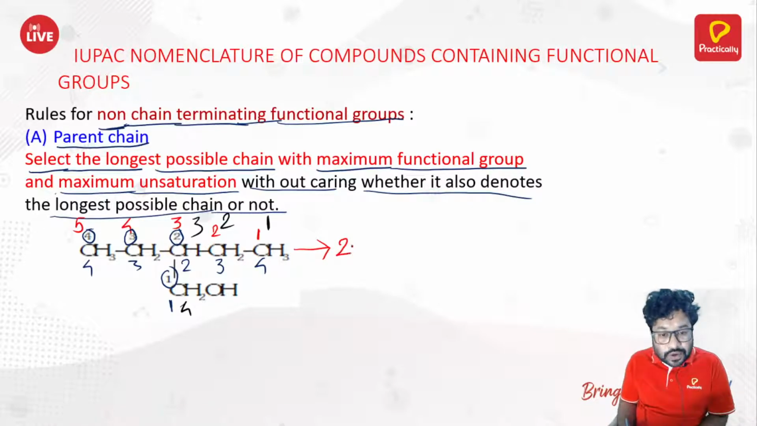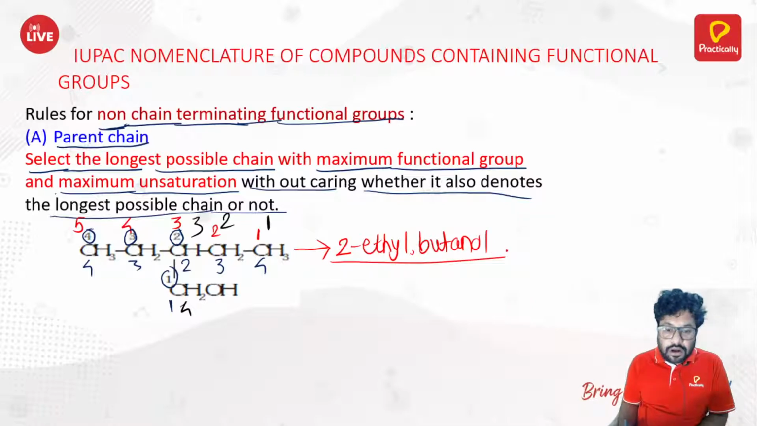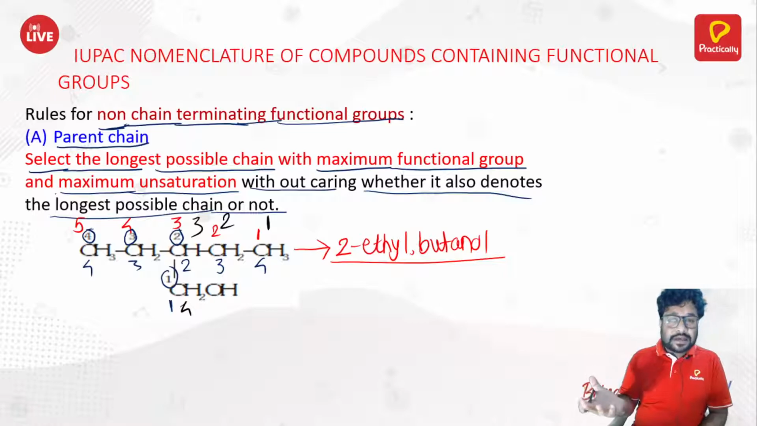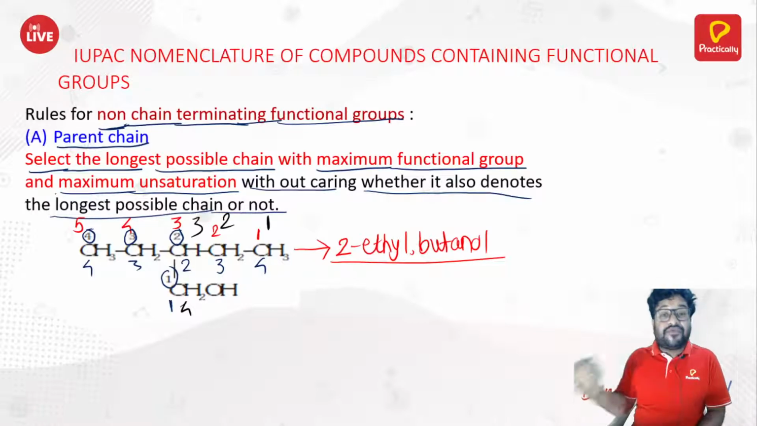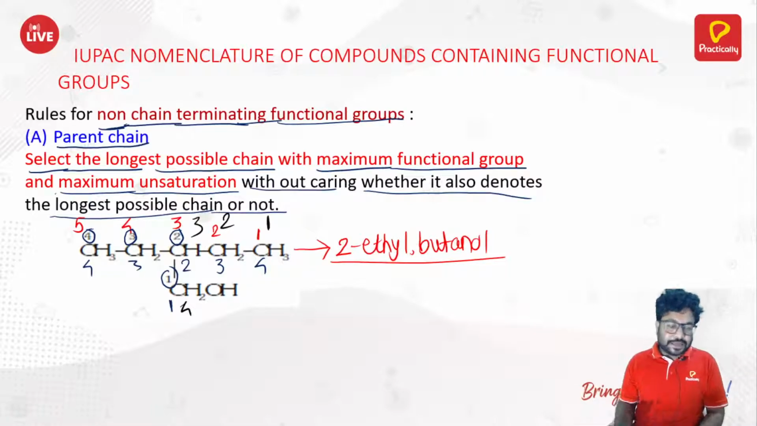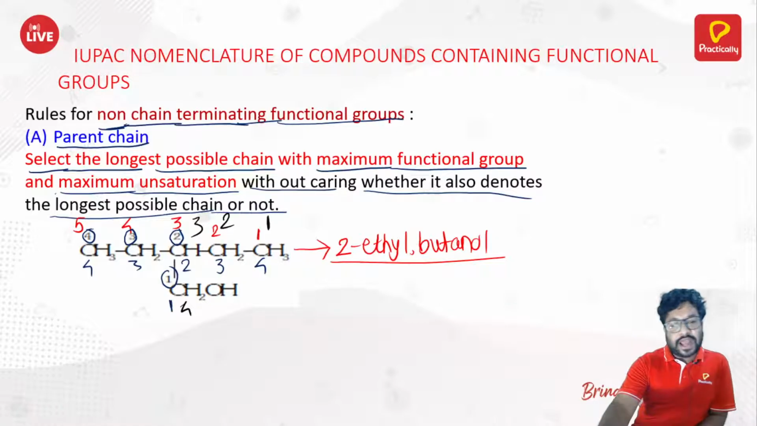So how would you name this? You would name this as 2-ethyl butanol. You can call this butan-1-ol, because the OH group is present at the very first carbon, so that is okay. Had it been attached to the second carbon, we would have said butan-2-ol. But it is at the first position, so that's fine. Okay, moving ahead.